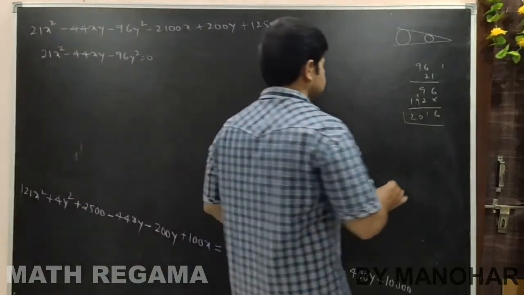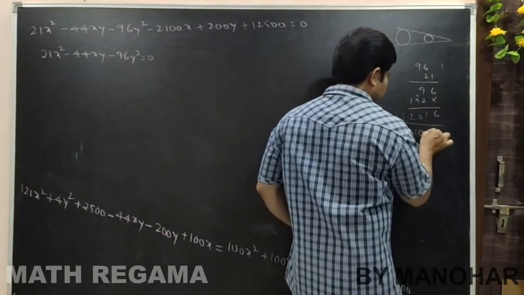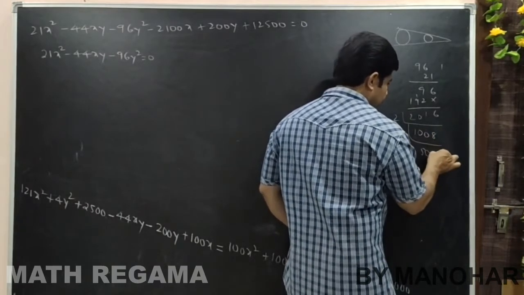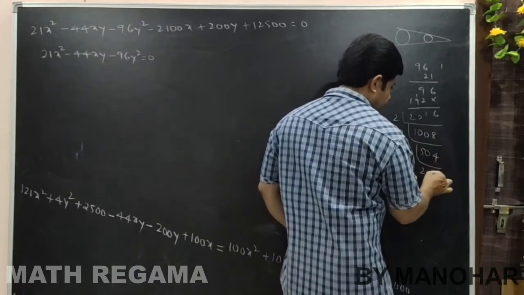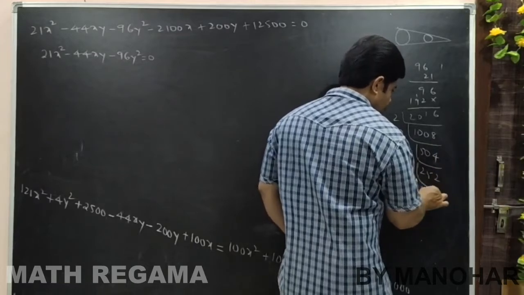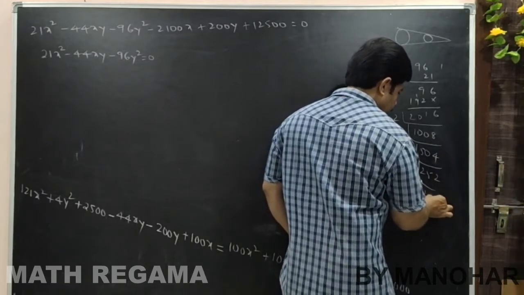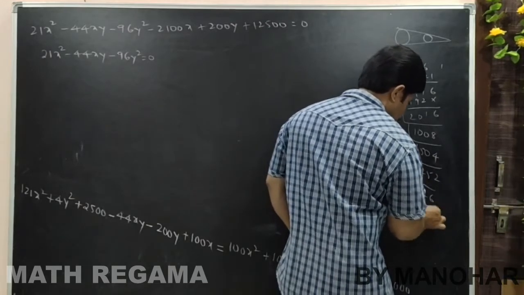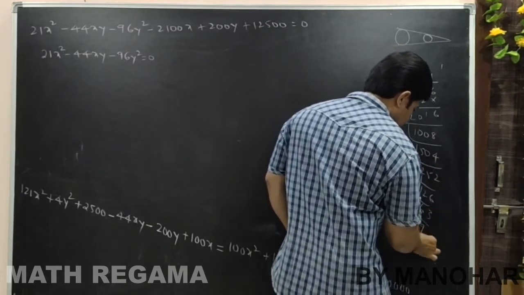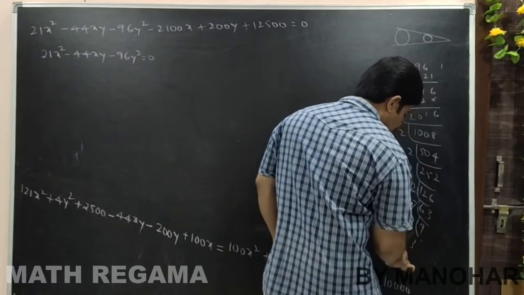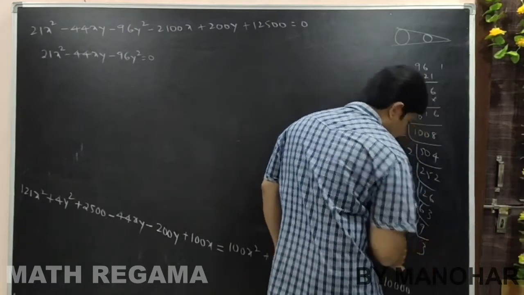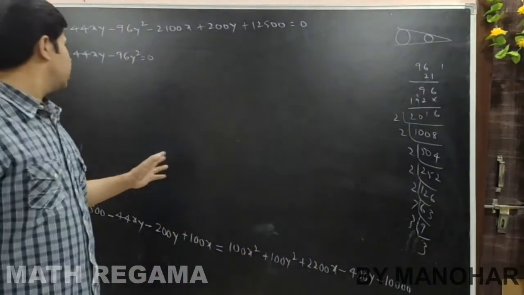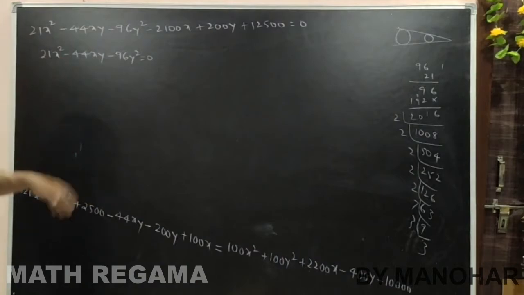So I'll factorize this. 2 tens are 20, 2 hundreds are 200, and 2 50s are 100, 2 fours are 8, 2 25s are 50, 2 twos are 4, then 2 12s are 24, 2 6s are 12, 2 3s are 6, then 3 3s are 9. So these are the factors we got. Now we will regroup those factors and we will try to get this 44.